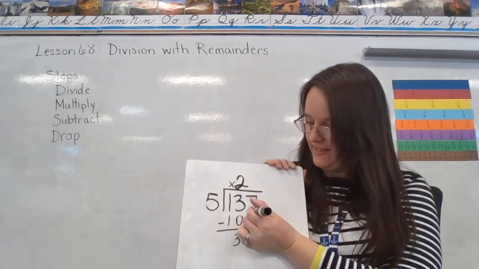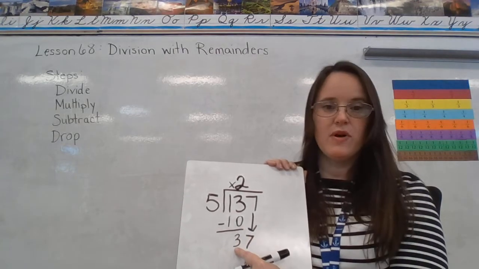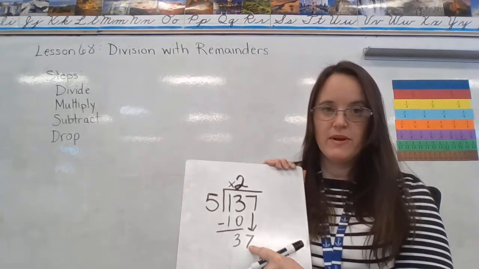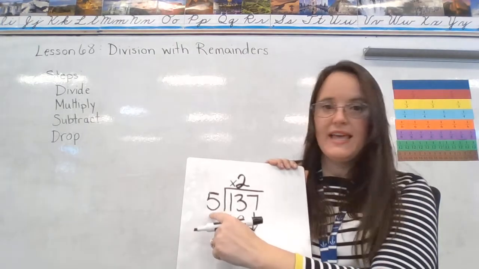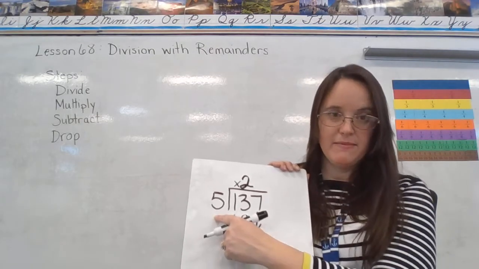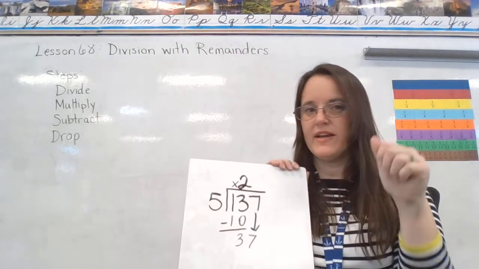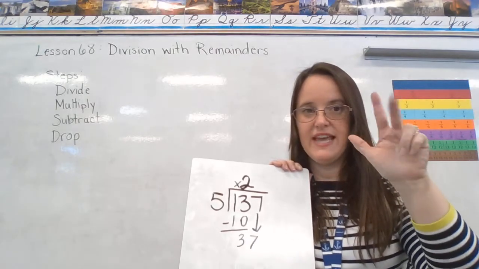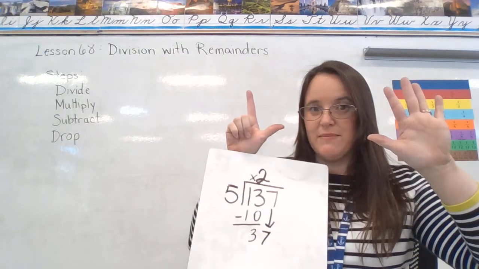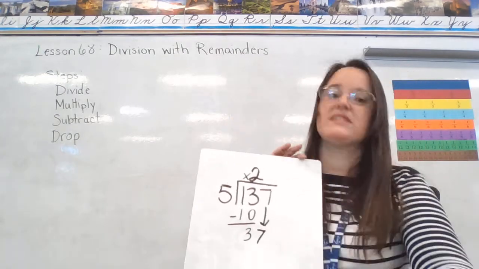We want to drop the next digit. So this 7 here comes down right next to what we had left over from our tens. Okay, we had 3 tens left over. We bring our 7 ones down, and now we say, can I divide 37 by 5? How many groups of 5 can I make if I have 37 ones? If you're not sure about that right off the top of your head, you can count by 5s. 5, 10, 15, 20, 25, 30, 35. So I can make 7. Can I make 8? 40? Nope, 40 is too much. So I can make 7 groups of 5.